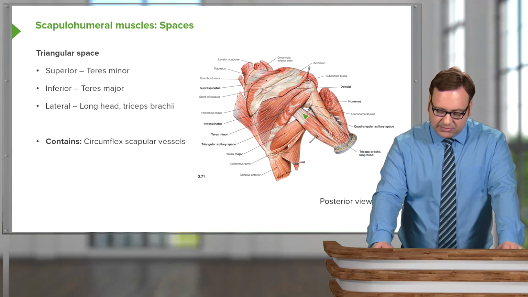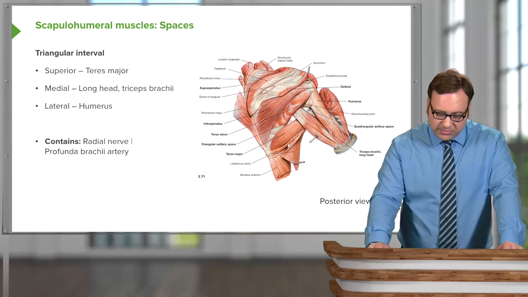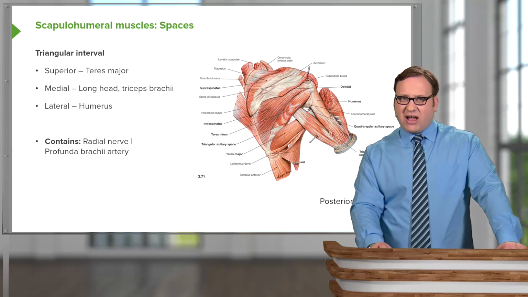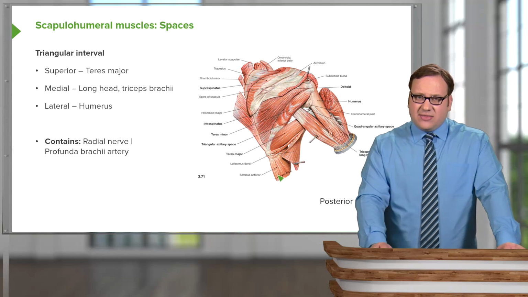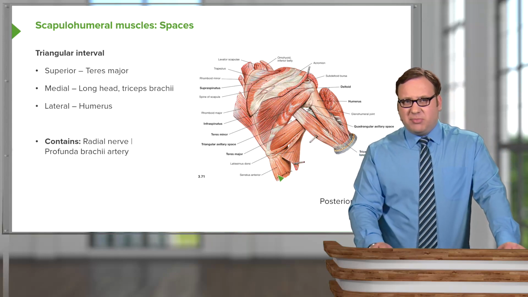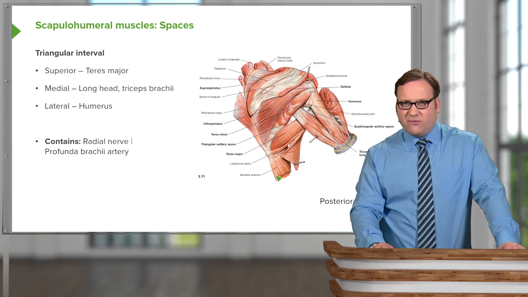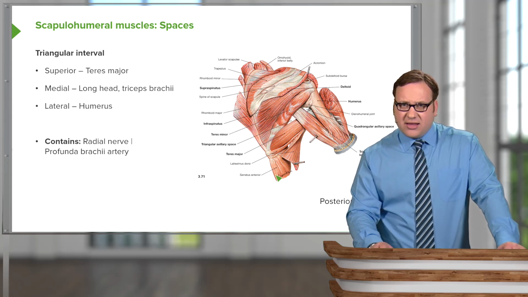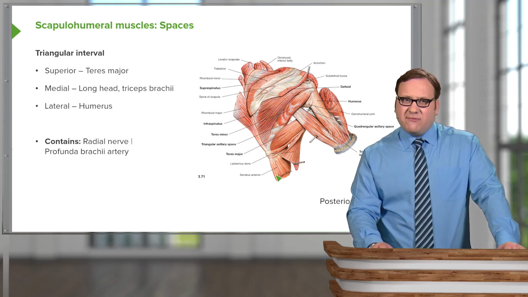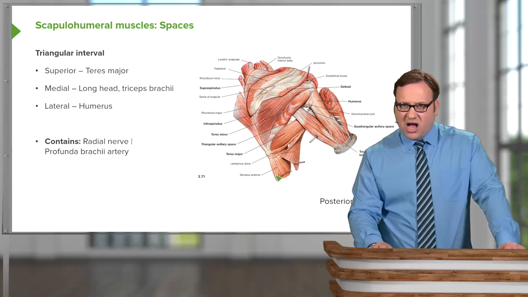So this is the triangular space. The final space I want to talk about is known as the triangular interval. And this is important as it allows structures to pass out of the axilla and pass to the posterior compartment of the arm to supply the triceps muscles. We have the radial nerve and we have the profunda brachii artery.